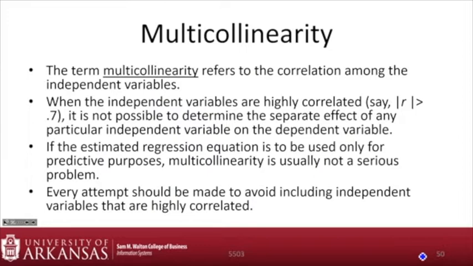And if estimated regression is used to be predicted, then it's really not important. But really, as we're trying to do explanatory things, we should try to avoid including highly correlated independent variables. Now, how do you do that? You kind of just look. You do some summary statistics on your independent variables, get a little correlation matrix, and see if any of your independent variables are highly correlated.